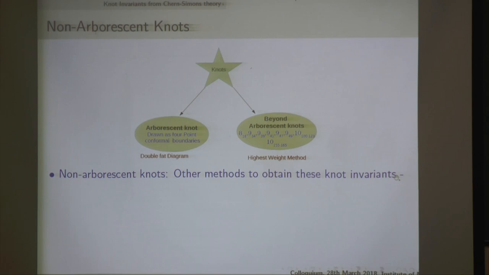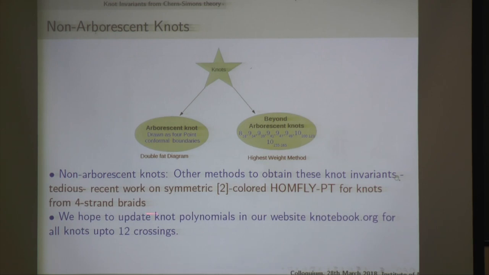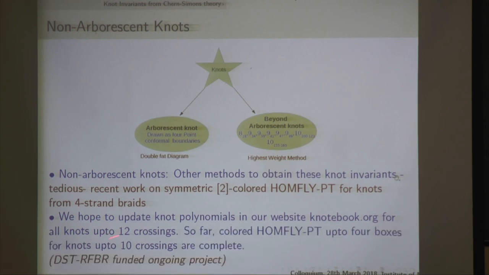So the non-arborescent methods have to be used, and we do see that it is not as neat and elegant as the way it was done for the arborescent knots, but it is systematic. It can be done, and at least till 10 crossings we have been able to achieve it, and we are hoping that we will be able to go up to 12 crossings. This funding is from DST from our side, and RFBR is the Russian Foundation funding, and this is one of the ongoing projects for us.